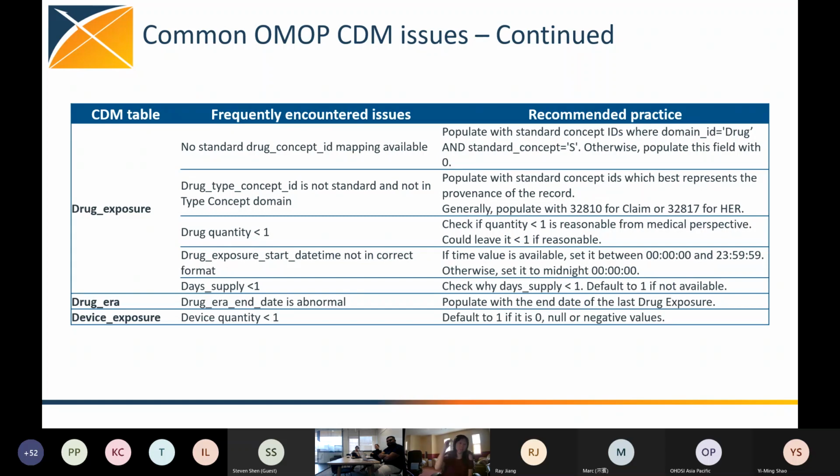So the type is really where the source of the data comes from. Is it coming from EHR? Is it coming from pharmacy? Is it coming from survey? Is it coming from a patient reporting it because maybe the patient reported it, right? So that's what the type is. And even though we only mention it in the drug exposure table, it actually happens in all the other tables as well.